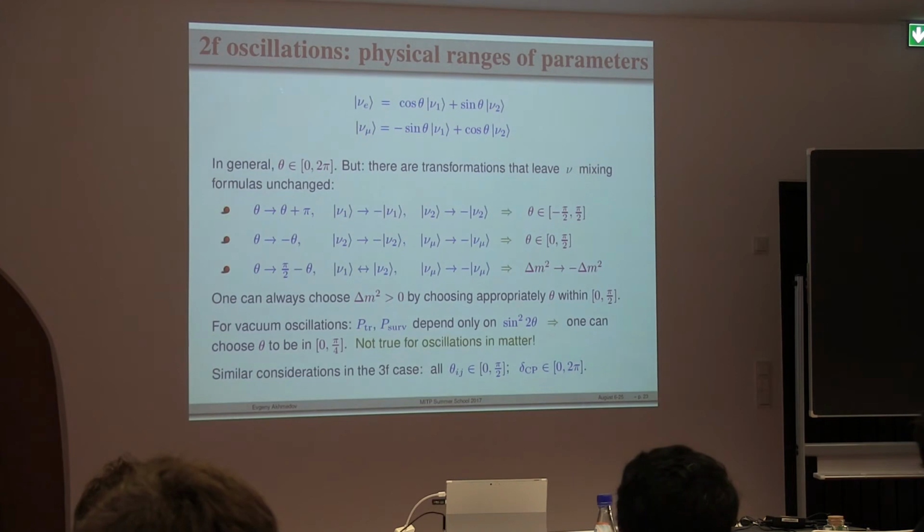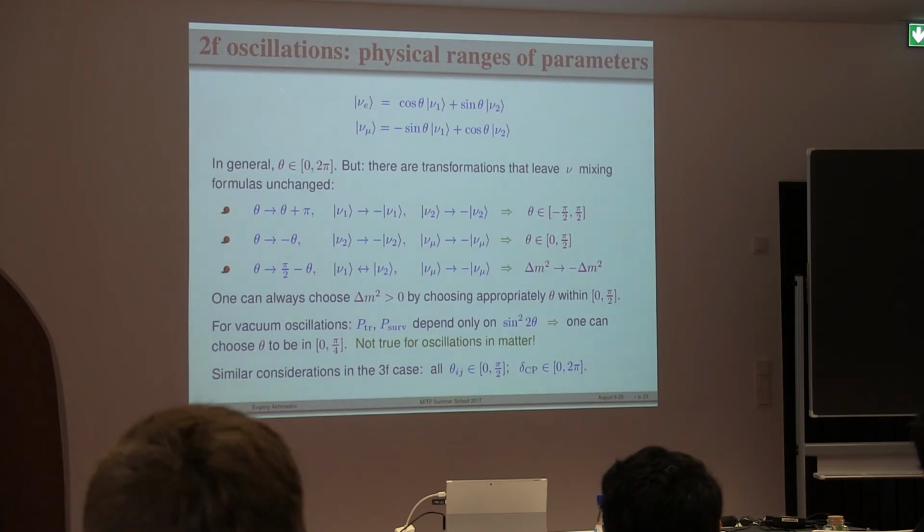In the case of vacuum oscillation, the transition and survival probabilities depend only on the factor sine squared 2 theta, which means that we can further reduce the allowed values of theta to the interval 0 to pi over 4. However, this is only possible for vacuum oscillation. If we consider oscillations in matter, that's not correct. So in general, this shouldn't be done.